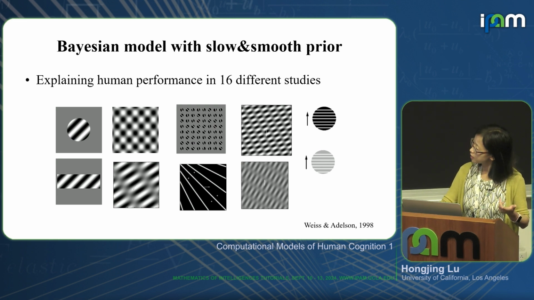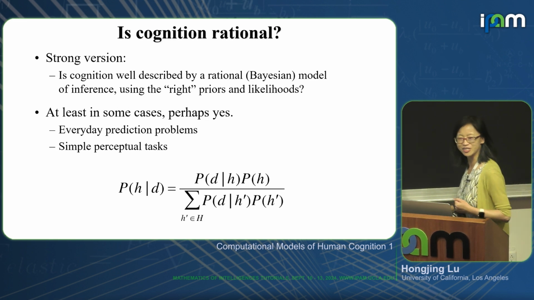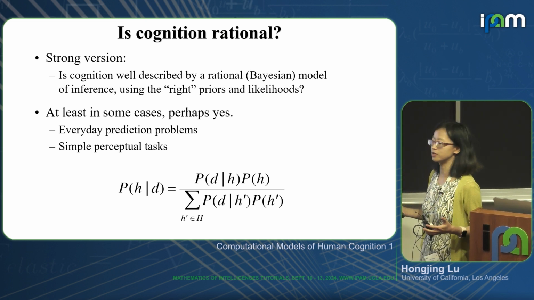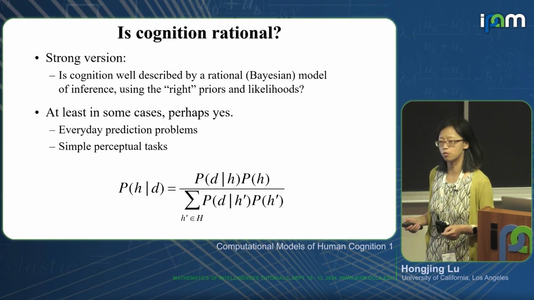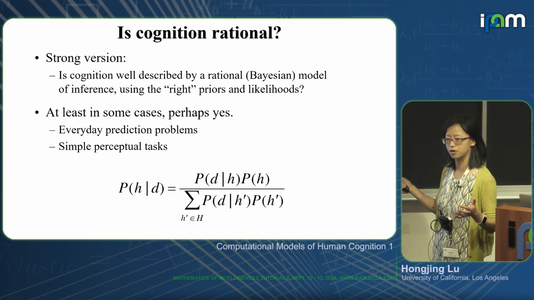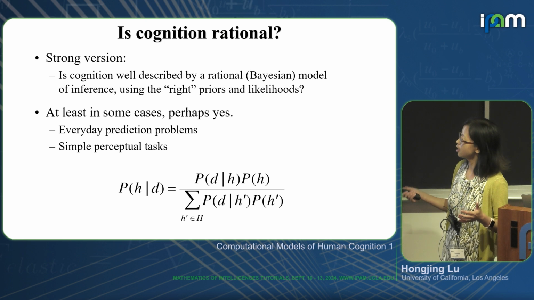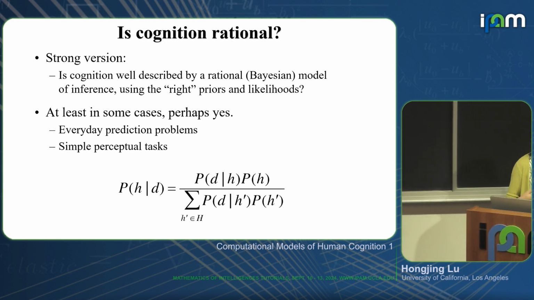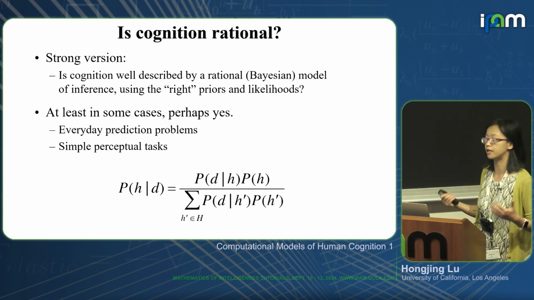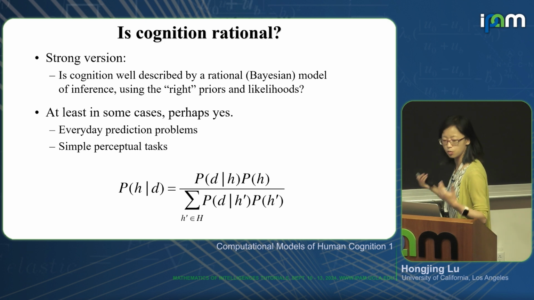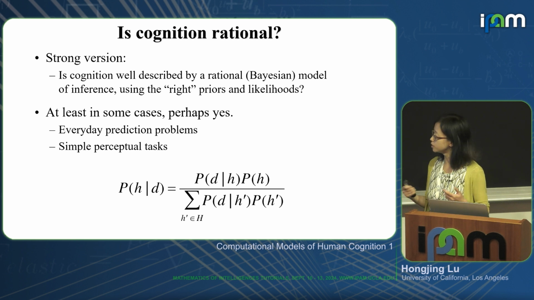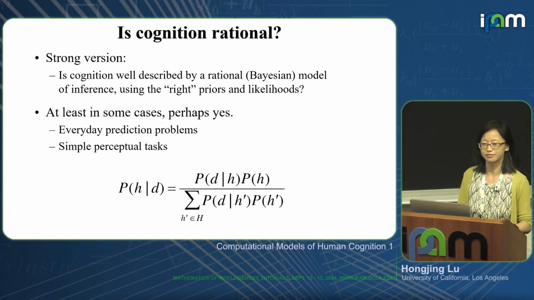So what I'm trying to show today is that you could have a strong version, where you say cognition can be described by these rational types of models if you use the right prior and likelihood. But I think the $1 million question is what are the right prior and likelihood that people use. At least in some cases, at least in these 2 examples I'm showing you here, we have ways to uncover what the likelihood and priors people use are. And this mathematical foundation provides us a very good tool to study human intelligence. Thanks.